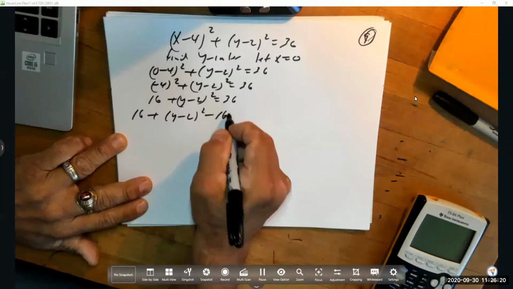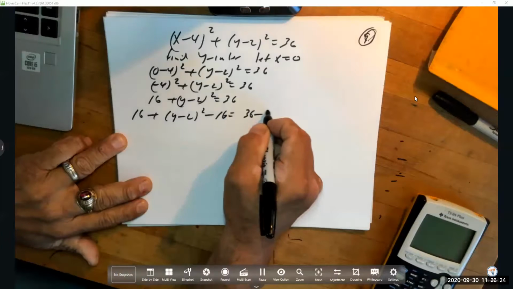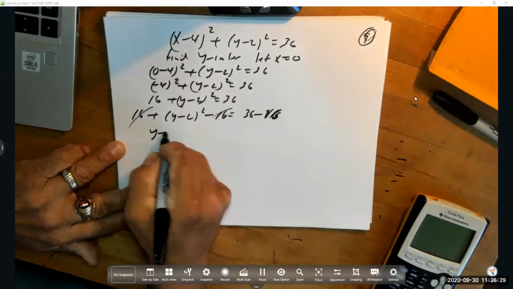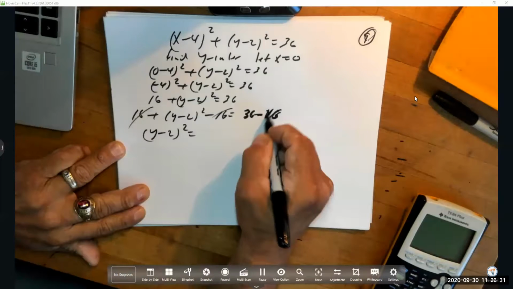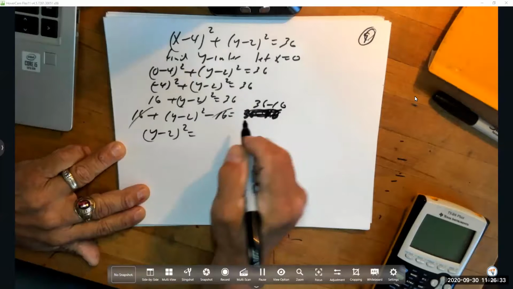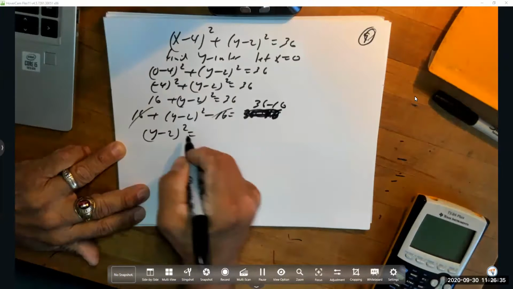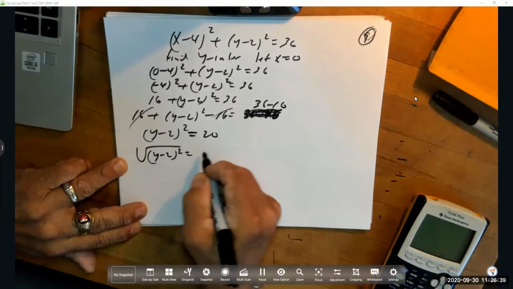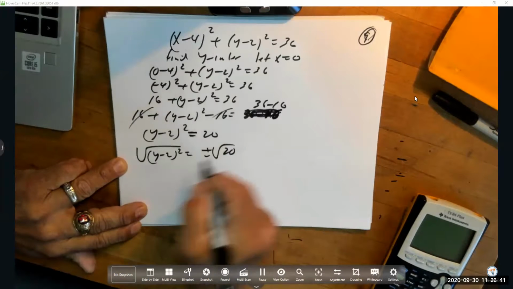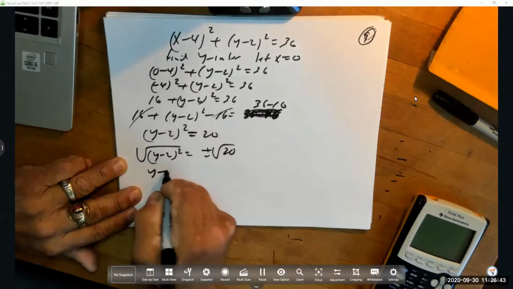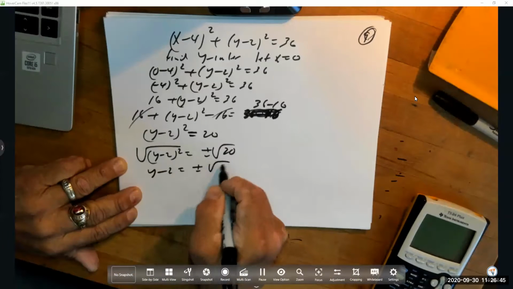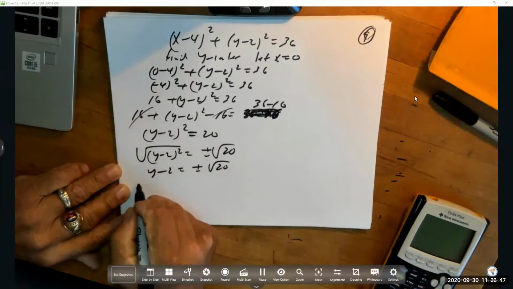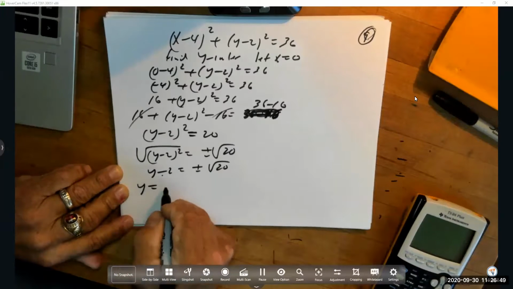So these are gone. So (y minus 2) squared is 36 minus 16, which is what? Let me write a little bit better. What's 36 minus 16? 20. So now take the square root of this side, and plus or minus the square root of this side. So y minus 2 equals plus or minus the square root of 20. Bring the number over, this negative 2, bring it over. y equals 2 plus or minus the square root of 20.